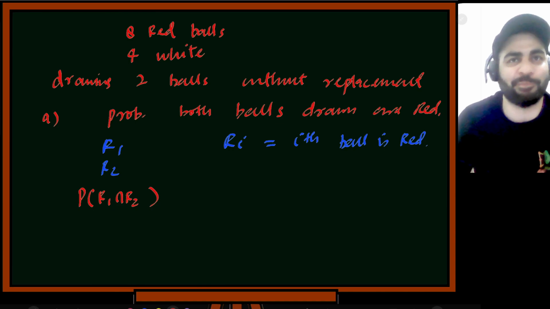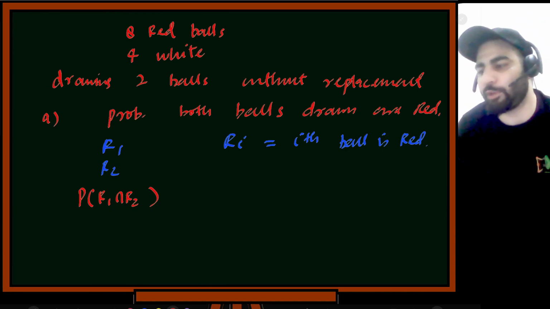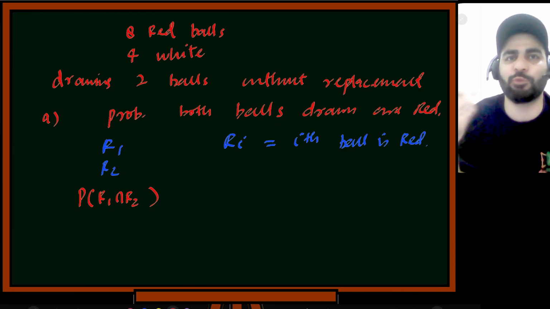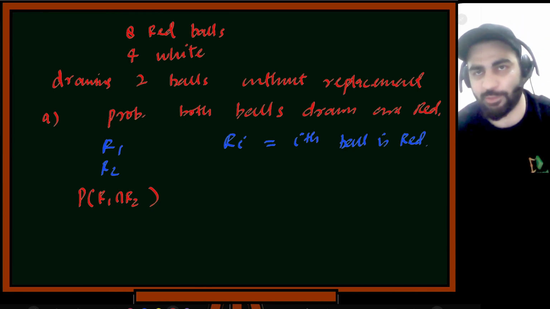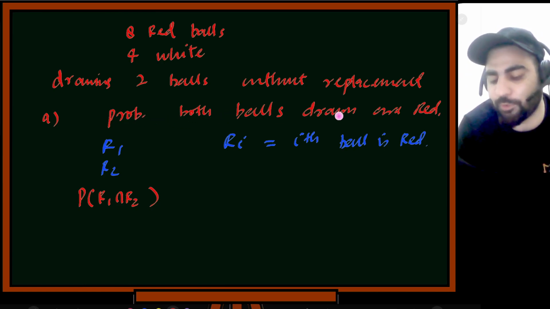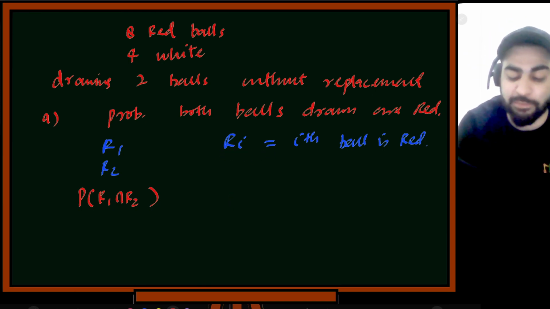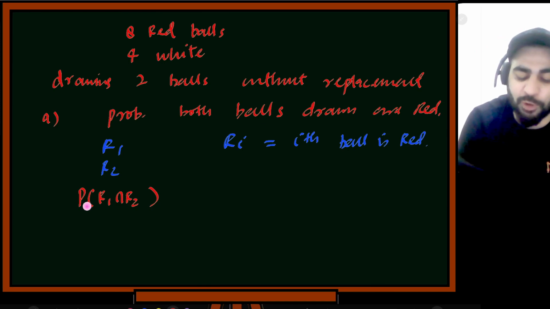This is like a game. In the initial go, you go to the intuition: I should do this, I should do that. Then when you find some rules, you play by the rules. So I had to compute the probability both balls are drawn red. First, I introduced a variable Ri, which means the ith ball drawn is red. R1 means the first ball drawn is red, R2 means the second ball drawn is red. Now I have to compute the probability that both balls drawn are red, so that means the probability of R1 intersection R2.